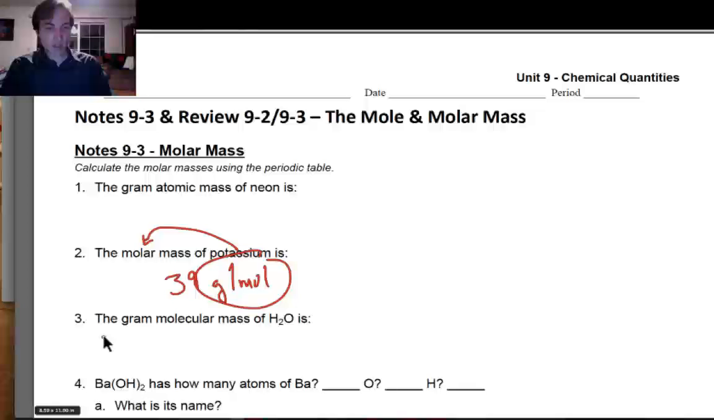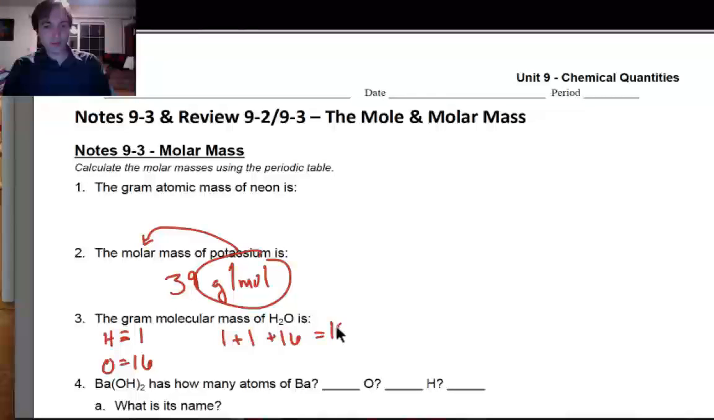Well, I don't need to go to the periodic table for these values. I know that hydrogen has a mass of 1 on the periodic table, and I know that oxygen has a mass equal to 16. So what I do need to do is account for the number of each atom in the compound. Hydrogen, there's 2 of them, so when I add them together I need to add in the mass of 2 hydrogens and then the mass of 1 oxygen, so that'd be 16. So 1 plus 1 gives me 2, plus 16 gives me 18.